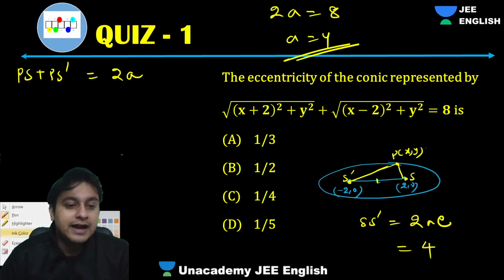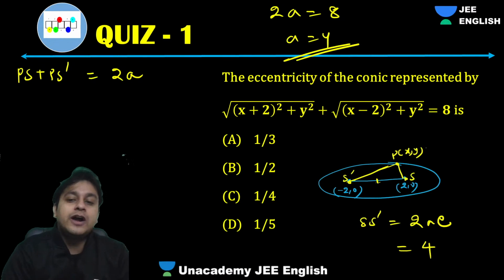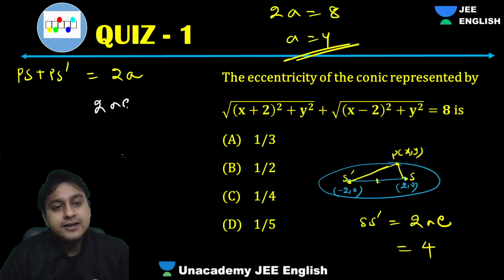It's a simple question, guys. Just have to easily visualize this concept and you can go ahead with that. That is not at all a problem. So here we will say that 2ae is 4.